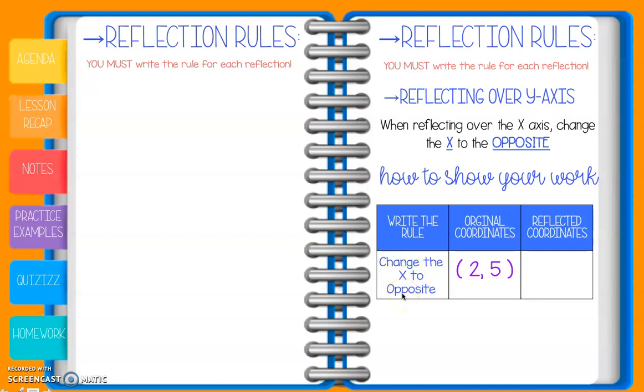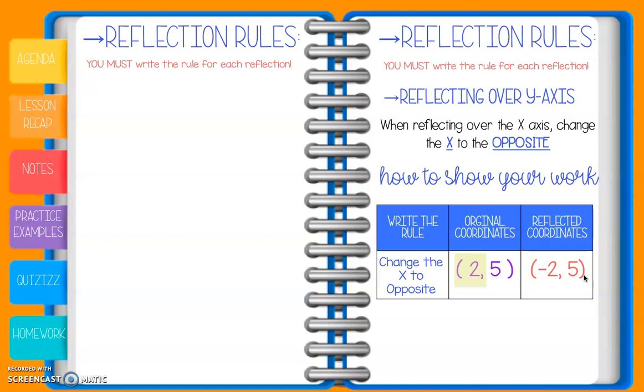Now I'm going to highlight which one is my x. In an ordered pair, we know that the first one is our x. So I'm going to highlight it, circle it, or underline it, because that's the one that I'm changing. And then I'm going to change it to its opposite. The opposite of +2 is -2. So our reflected coordinates are (-2, 5). Now, if we plotted both of those in the coordinate plane, we would have the y-axis running in the middle of them.